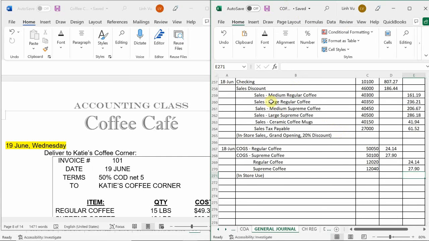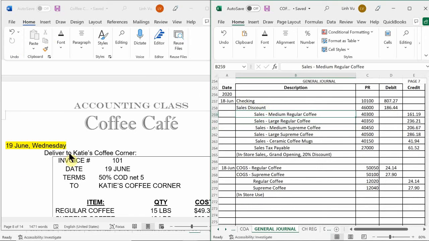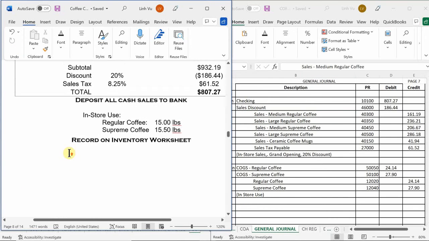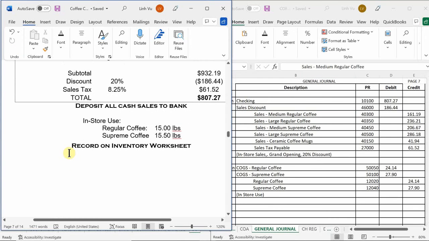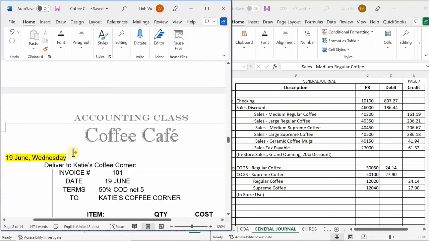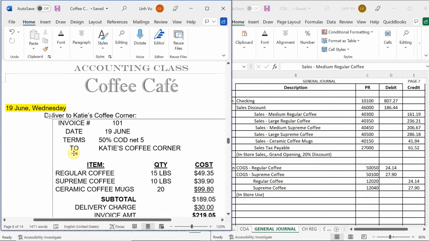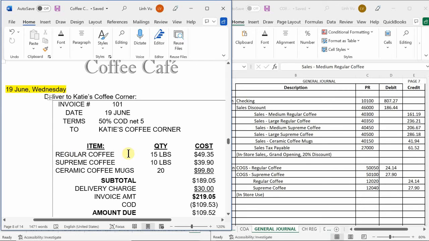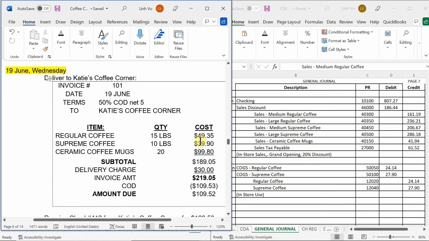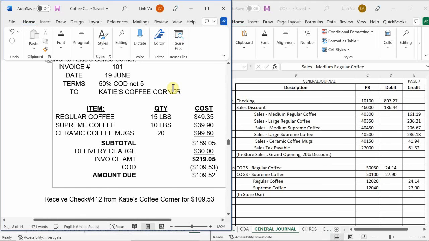All right, once again, we just finished our in-store sales on the 18th. We finished calculating the inventory and updating it. So now we are on the next day, June 19, Wednesday, and we are delivering our first order to Katie's Coffee Corner. So this is her billing, her invoice.